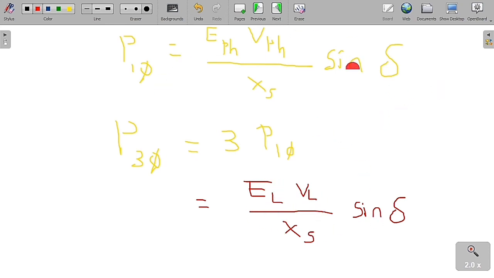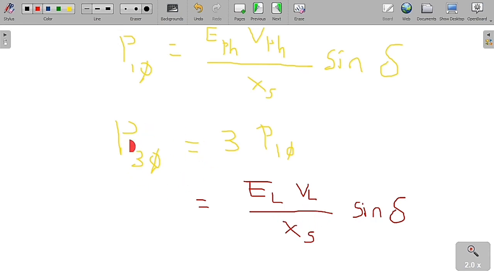This is for the single phase and this is for the 3 phase. So if you want single phase, just use the phase values. But if you want 3 phase power, just use the line values. So like this you are going to get this equation. And now if you want the 3 phase maximum power, which is nothing but EL into VL by XS.